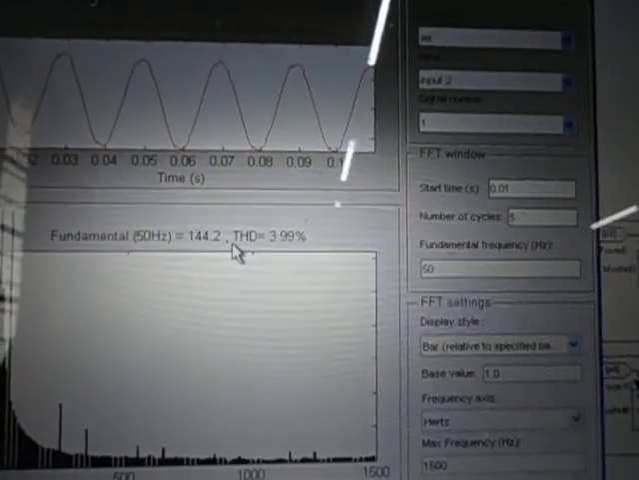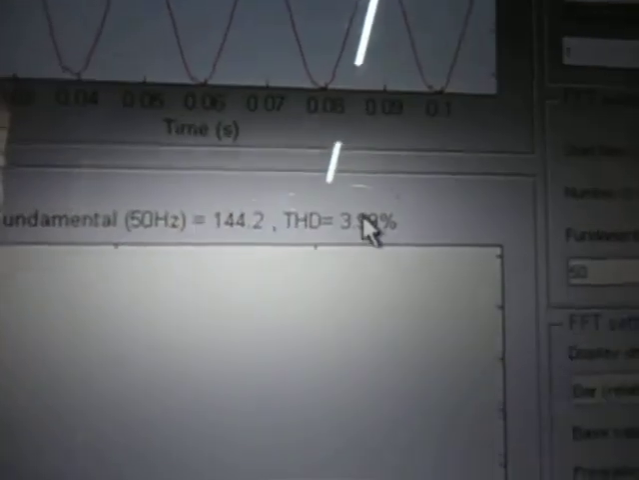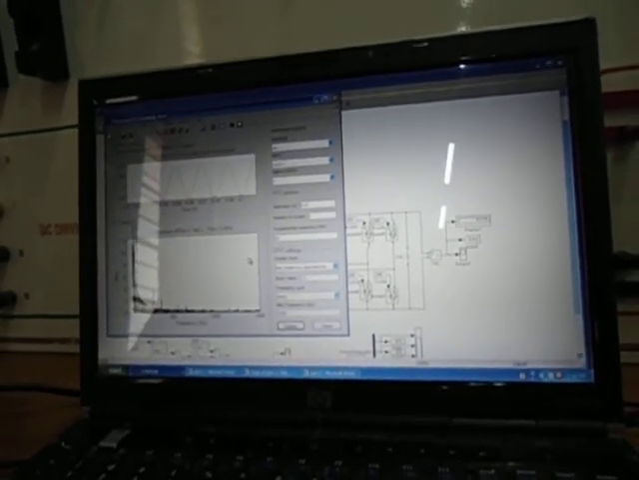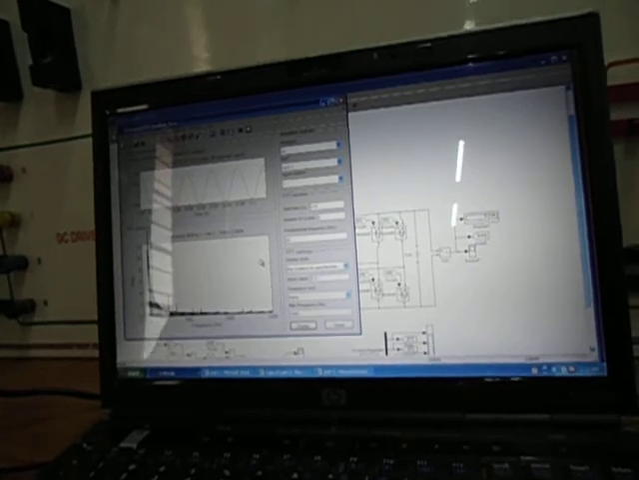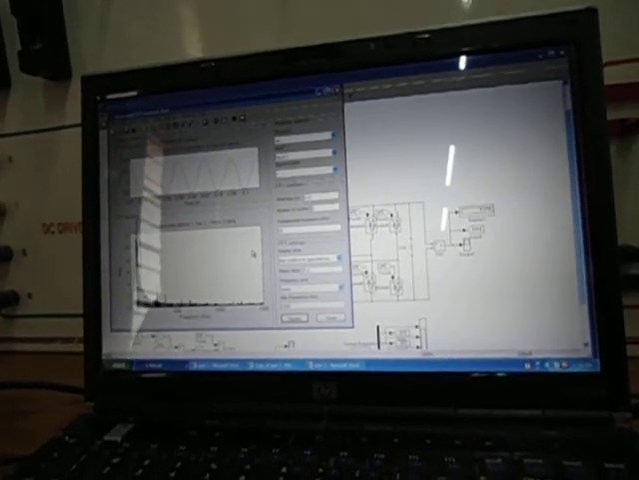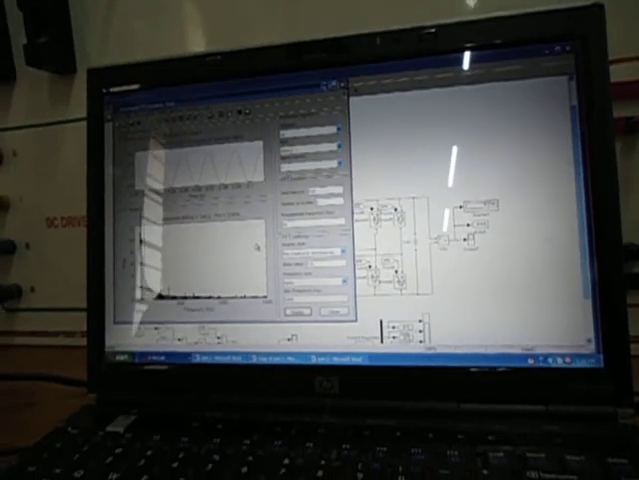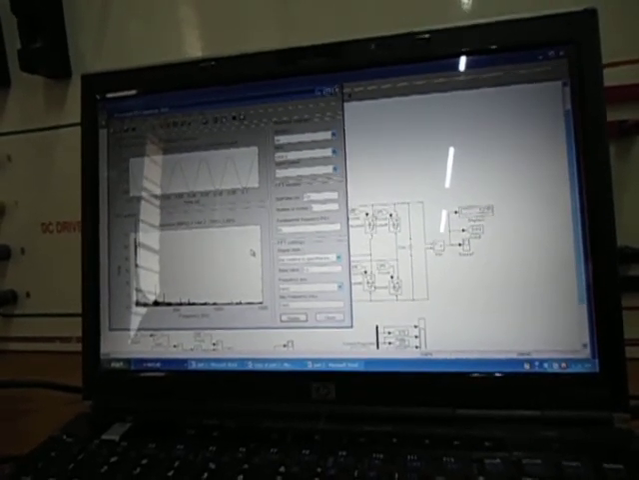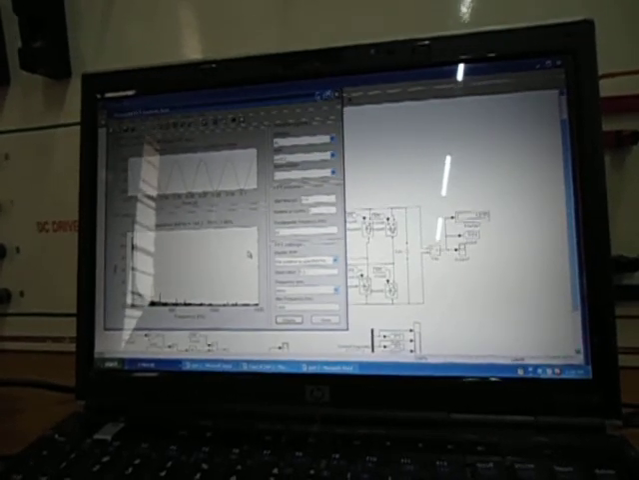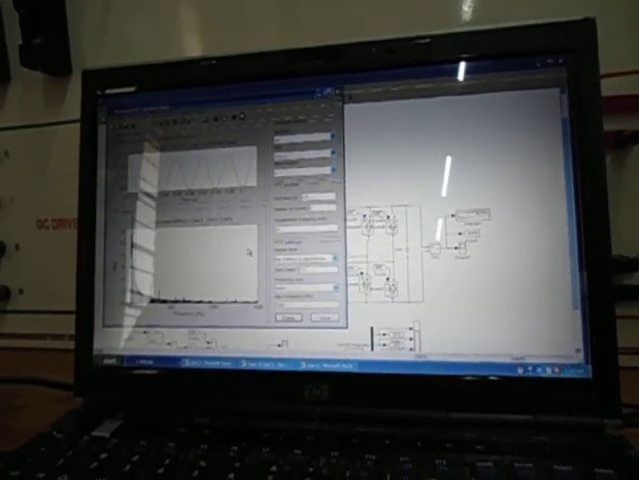By observing this window, we can say that the total harmonic distortion is 3.99%, so it is within the limit of IEEE standards, below 5%. So without the shunt active power filter we got 26.06%, and with the filter we got 3.99%. From this we can conclude that the shunt active power filter can reduce the total harmonic distortion from 26.06% to 3.99%.